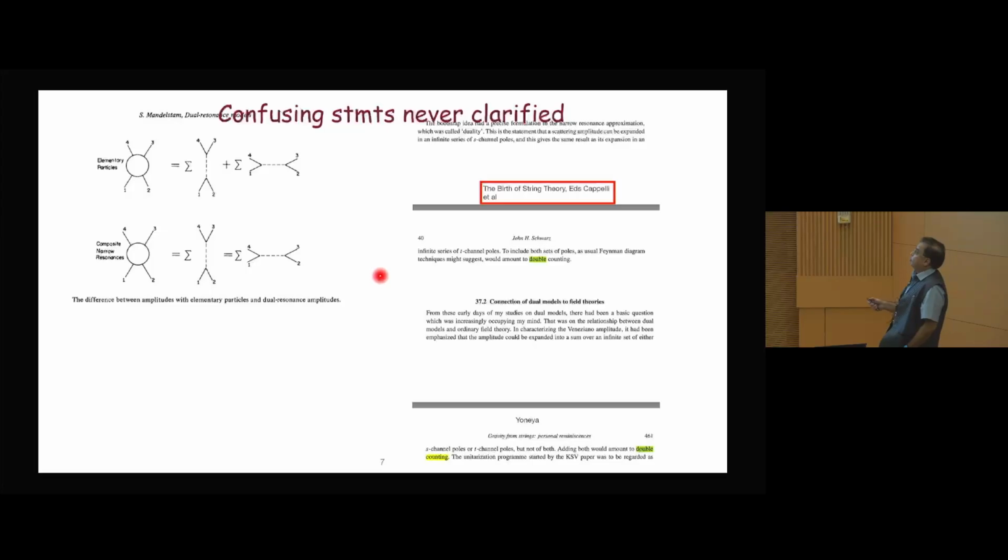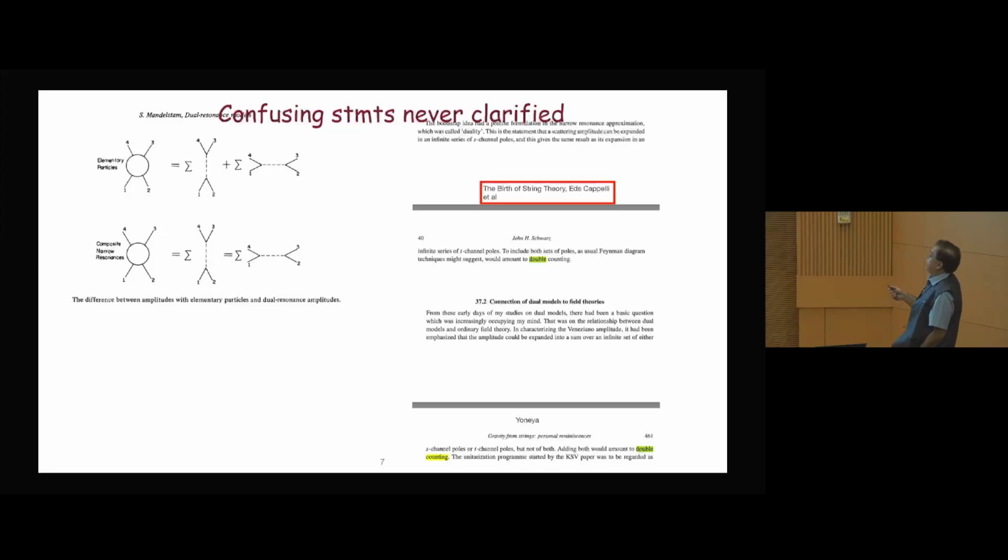Before I go to explaining this a little bit more, let me point out that there are several confusing statements in the older literature which have, in my mind, never been completely clarified. For example, if you look at this beautiful Physics Reports article by Stanley Mandelstam, dual resonance models, he actually distinguishes how to think about hadron physics. He says that for elementary particles you would sum over channels, but if you think about scattering composite narrow resonances, you would either sum over T channels or S channels.